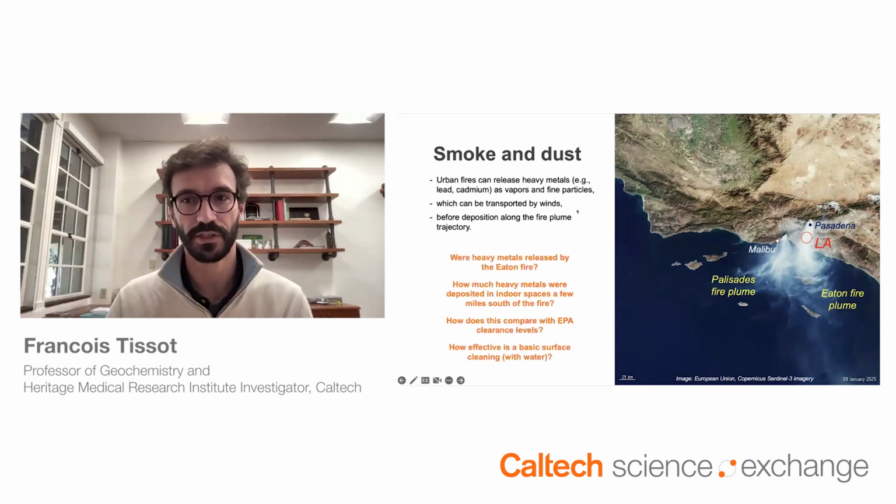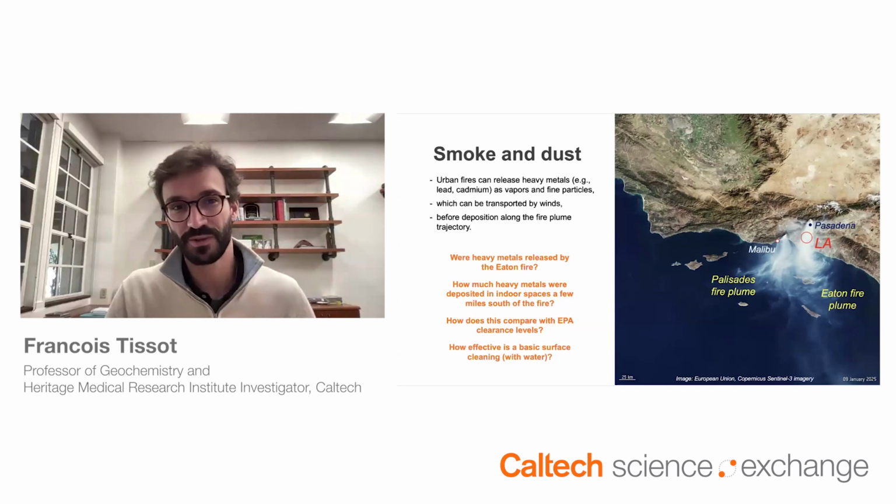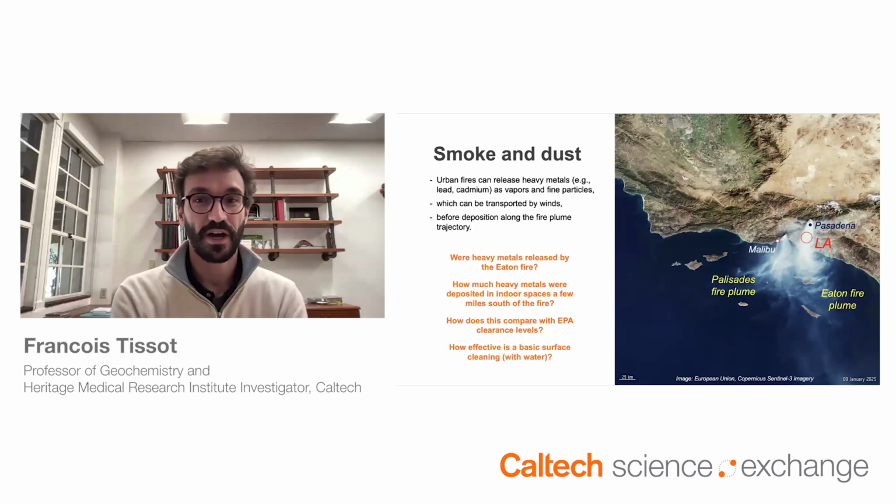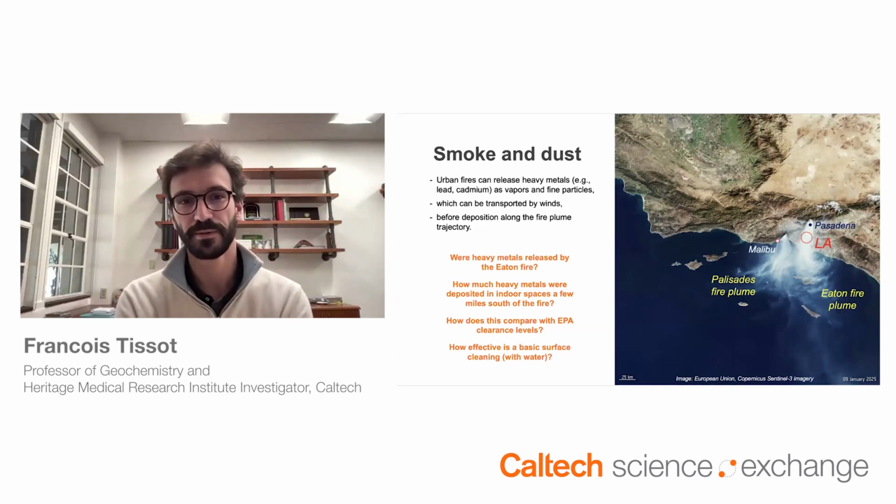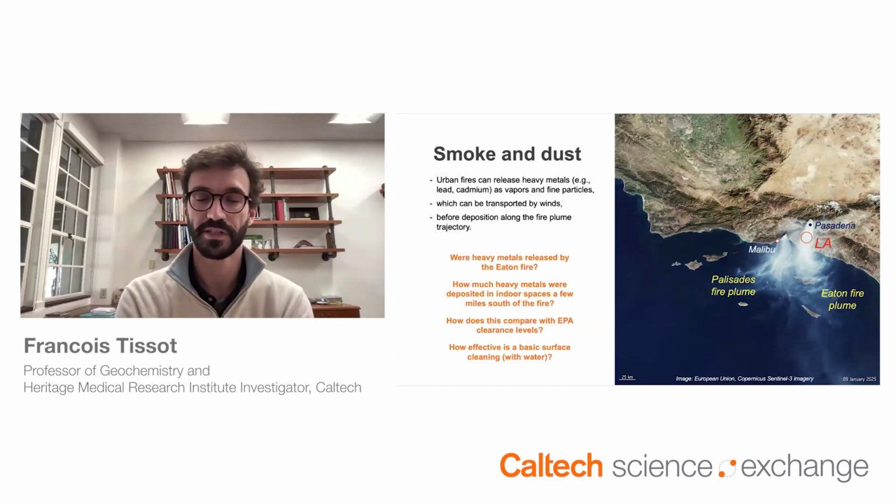plume. And so a question that is on everybody's mind is how much were heavy metals released by the Eaton fire? The answer is definitely yes. How much of these metals were deposited downstream of the fire, especially in indoor spaces a few miles south of the fire? We will look at this in detail. We will look at how these values compare to the EPA clearance levels. And also we will look at the effectiveness of basic surface cleaning, wet wiping, essentially.